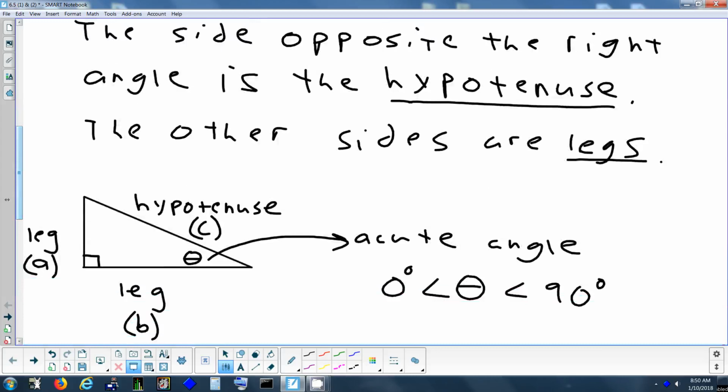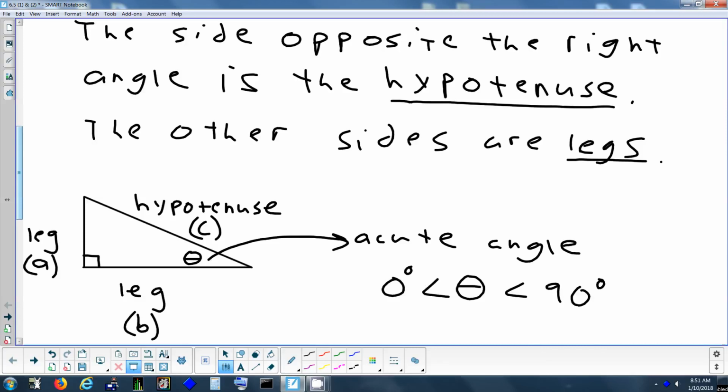I've labeled the sides the way we often do in the Pythagorean theorem, A, B, C. So when we label triangles and we don't know anything, generally the sides are labeled with English letters A, B, C. When we label angles, we use Greek letters. Sometimes we use theta, like I did there. Sometimes we're going to use alpha and beta as well. Okay, any questions on the labels in that picture?